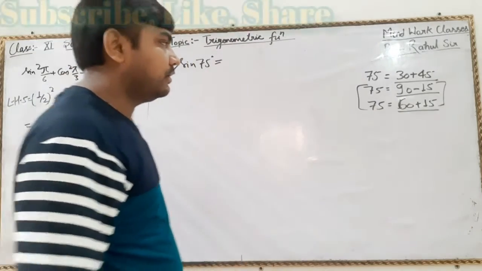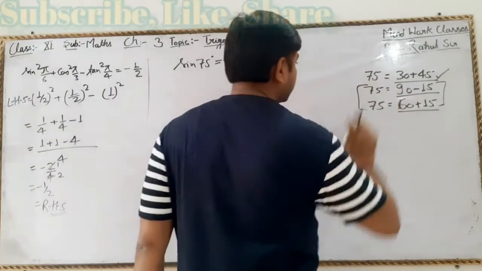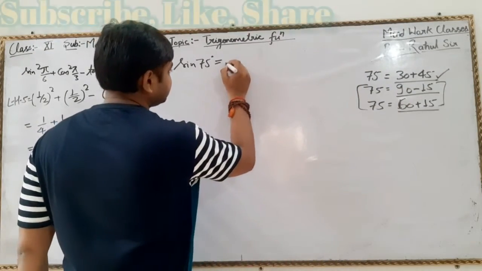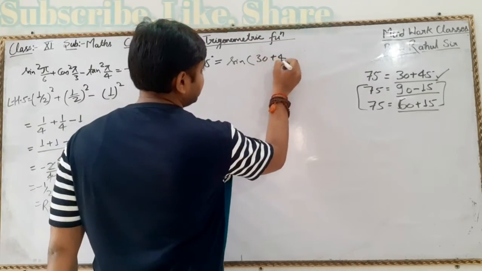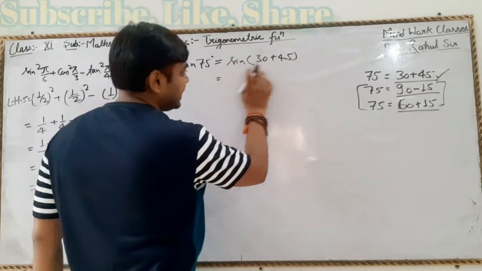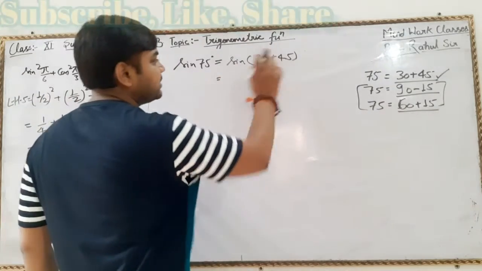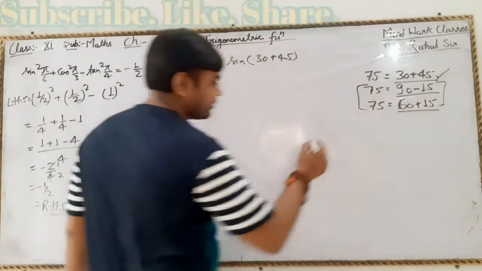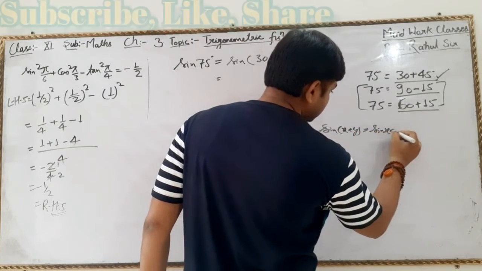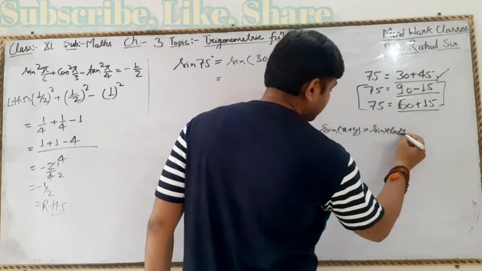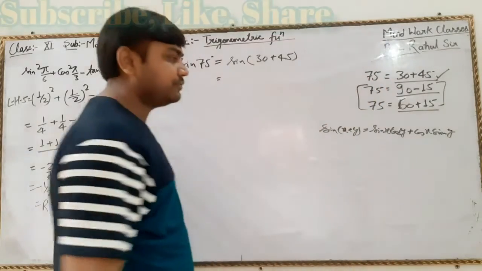For now we will use this method: 75 is equal to 30 plus 45. That means in place of 75 we put 30 plus 45, and this becomes sin of x plus y. What is the formula for sin of x plus y? Sin x cos y plus cos x sin y. This is the main formula.